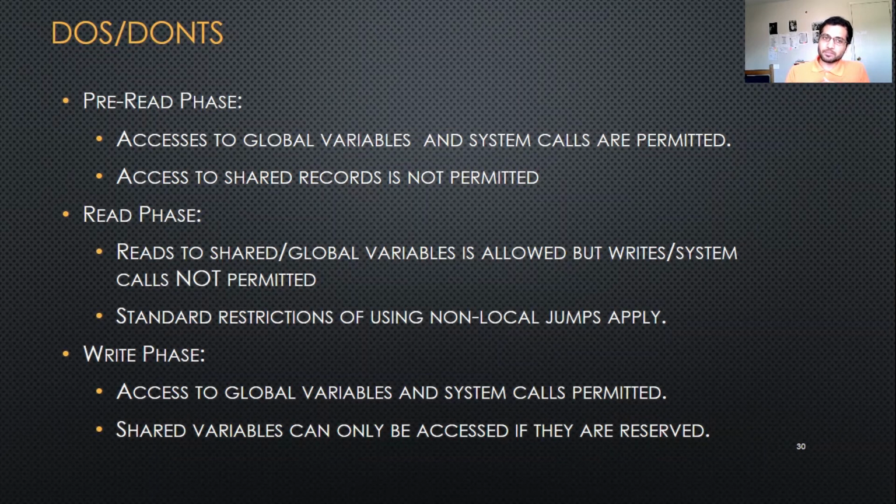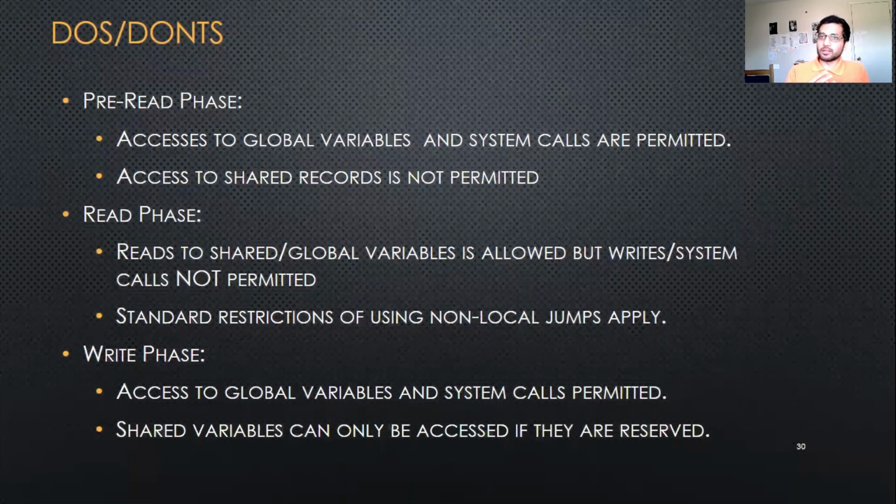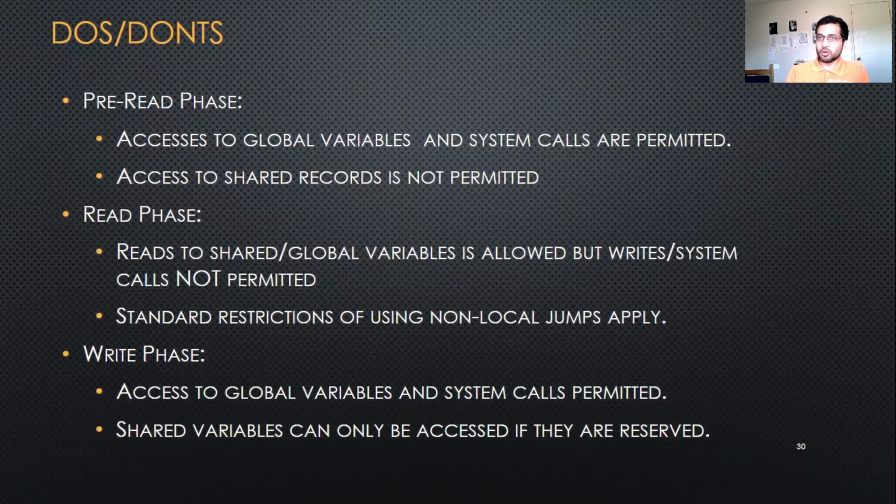And in the write phase, access to global variables or doing system calls is permitted because a thread, after receiving a signal, would not do a SIG-long jump. It would simply continue what it was doing. So using or accessing global variables and calling system calls is permitted. And in the write phase, you can only access the shared records which are preserved or reserved.